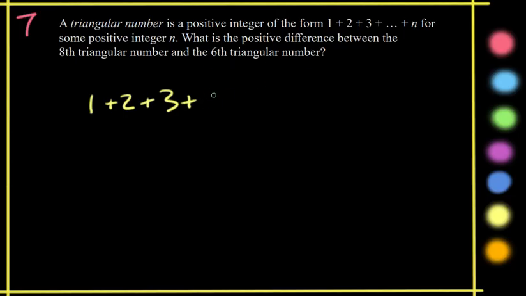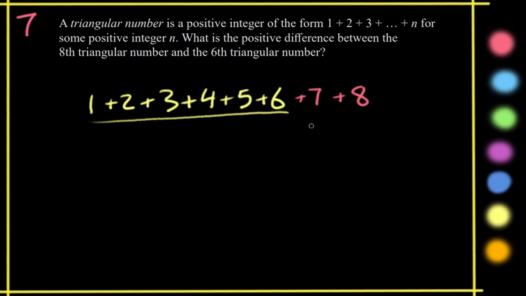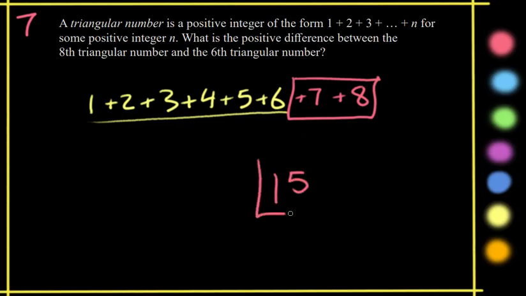Well, the 6th triangular number is just going to be 1 plus 2 plus 3 plus 4, plus 5, plus 6. That sum is going to be the 6th triangular number. And the 8th triangular number is just going to have two more terms added on, right? So it's going to have a plus 7 here and a plus 8 here. And the difference between those two is just these two terms here, which, if you add those up, is just 15. So that was a pretty simple one.